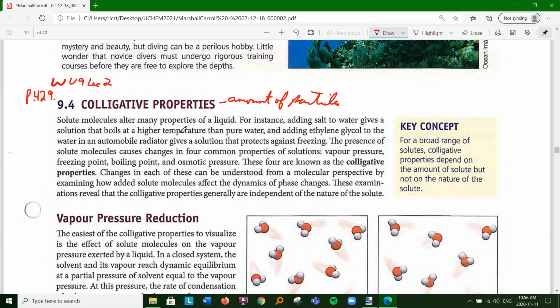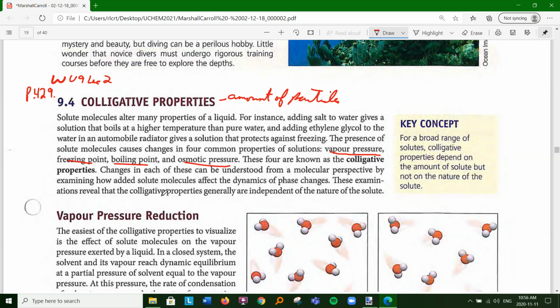If you add antifreeze, ethylene glycol, to water in an automobile radiator, that freezing point will be lowered below zero, so you won't get the water freezing at zero, which will cause all sorts of problems with your car. So the ones again that we'll look at are vapor pressure, freezing point, boiling point, and osmotic pressure. And we'll start by looking at the vapor pressure reduction and how that works.